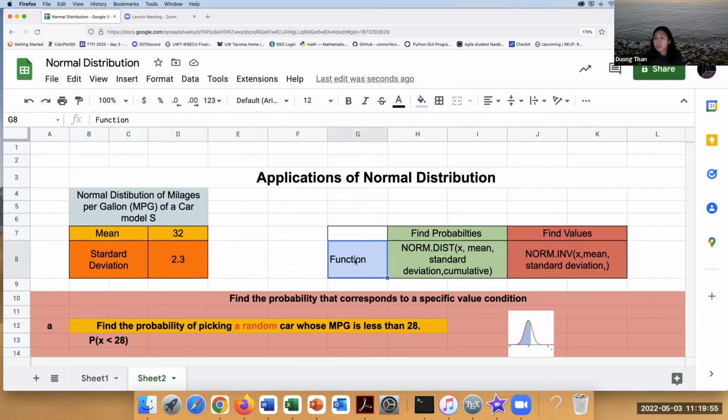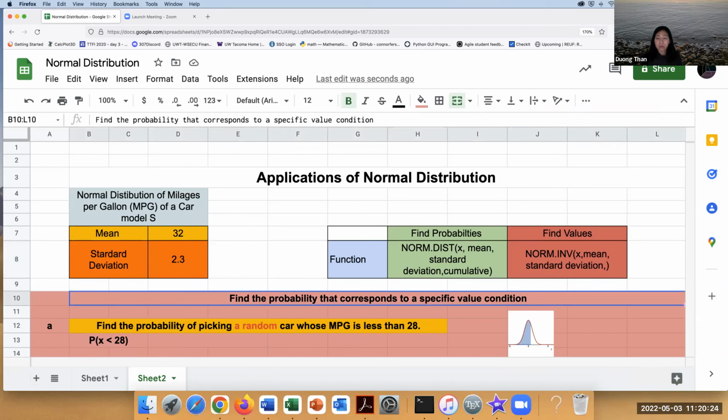So in normal distributions, if you want to use spreadsheets, Google Sheets or Excel, in order to calculate the probabilities of the values, you can use these two functions. The first function is NORM.DIST, which can give you the probabilities of a given value. And the second function is NORM.INV, which will give you the values given a certain probability. All right, let's use the normal distribution properties to answer the following questions here.